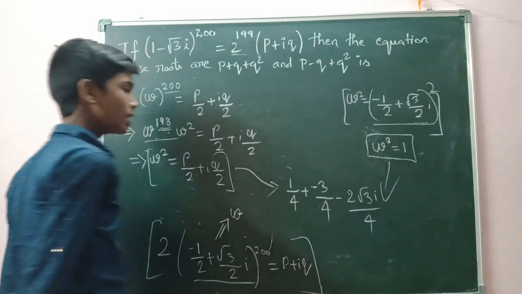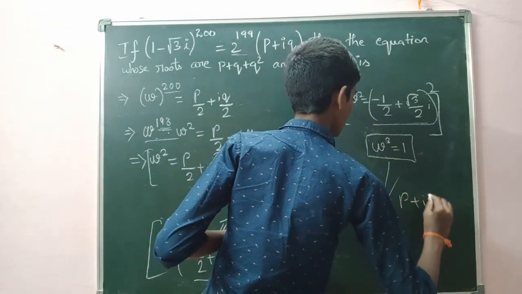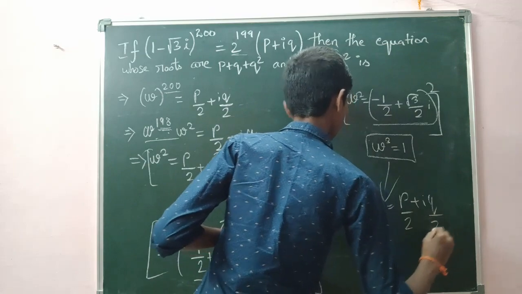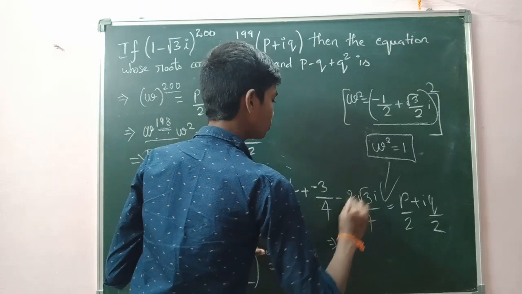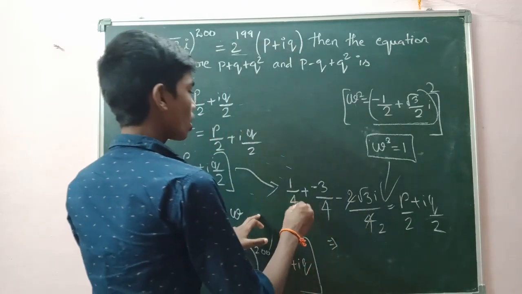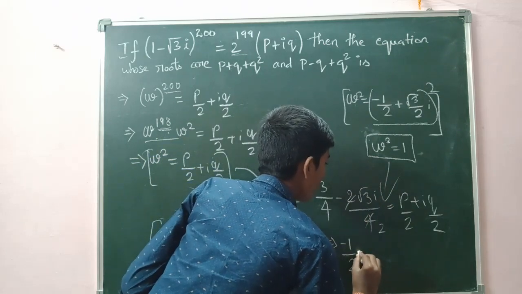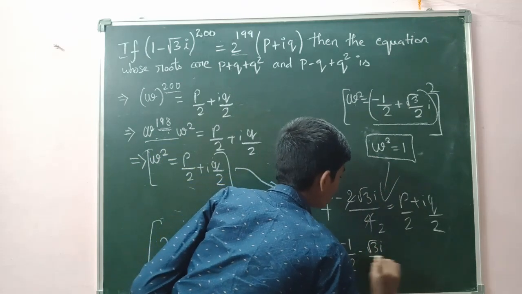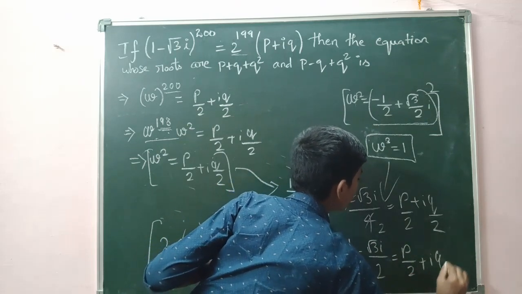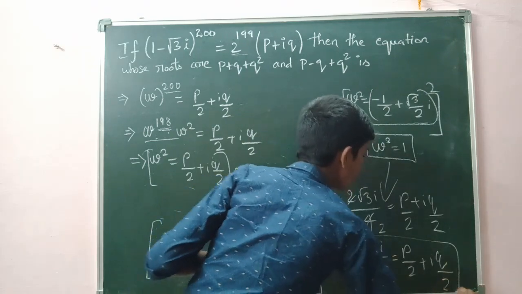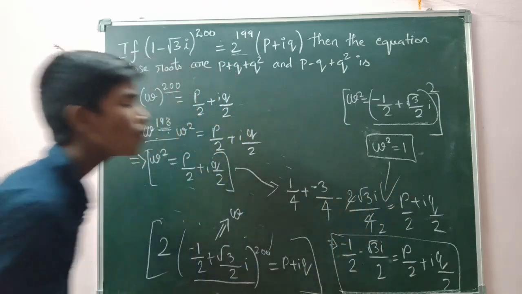So this is what you guys will be left with, and that will be equal to P plus iota Q by 2. Correct now? So from this I will get it as this 2 cancels out. Therefore 1 by 4 minus 3 by 4 will be minus 2 by 4, that is minus 1 by 2. Then minus root 3 iota by 2, and that is equal to P by 2 plus iota Q by 2. Correct now? And now we finally arrived at the equation such that we can directly find out the value of P and Q.